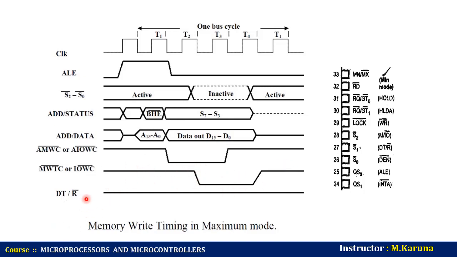Here the clock generator generates clock pulses. So T1, T2, T3, T4, next again T1 will start. We can say these are the machine cycle states. Thank you all. We will meet in the next topic.